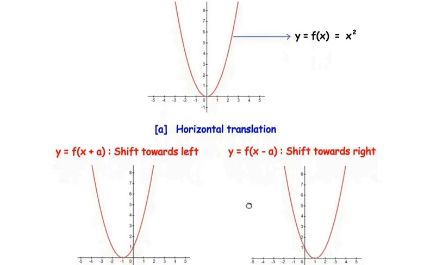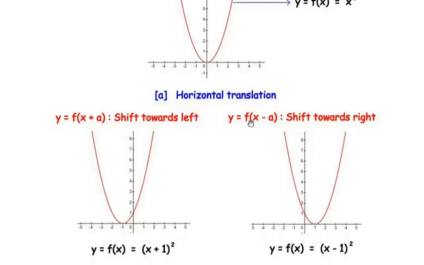Now under the horizontal translation also we have two types, that is shifting towards the left or shifting towards the right. So if we want to move the function towards the left, the general equation is going to be y is equal to f of x plus a, where a is the number of units you want to shift, that is a is a constant. So remember that for the translation on the horizontal axis, the x within the bracket is going to be changed.